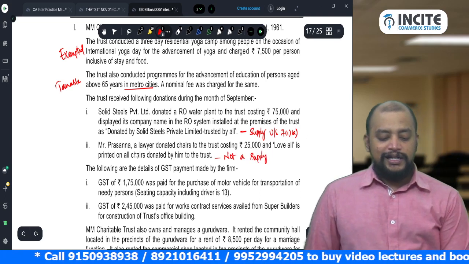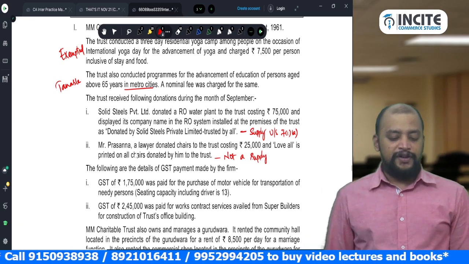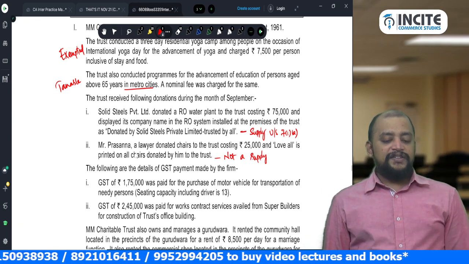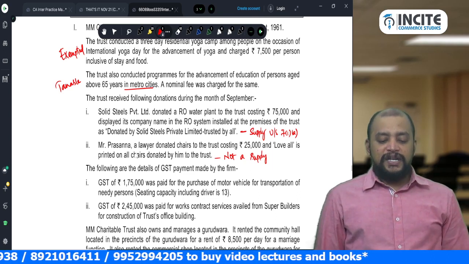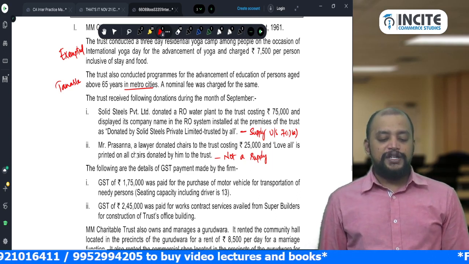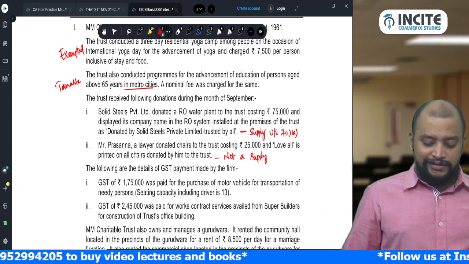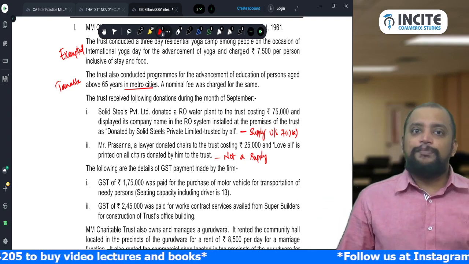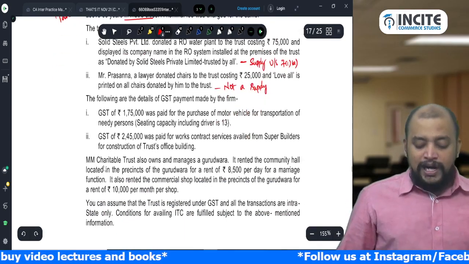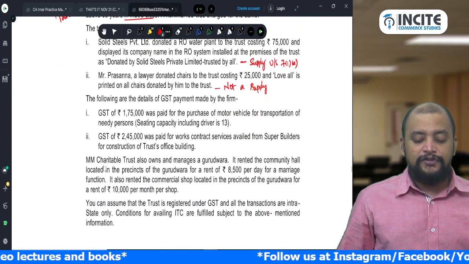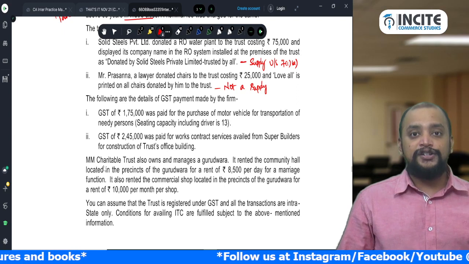The following are the details of GST payment made by the firm. GST of rupees 1,75,000 was paid for the purchase of motor vehicle for transportation of needy persons. Seating capacity including driver is 13. So this is inward supply. Okay, they paid GST 1,75,000 for purchase of motor vehicle for transportation of persons.